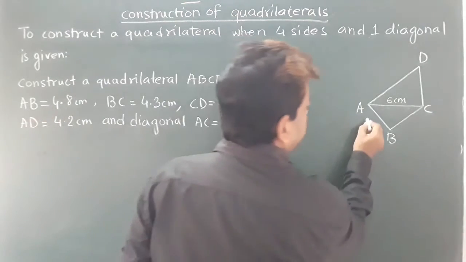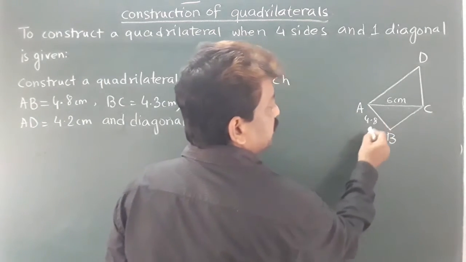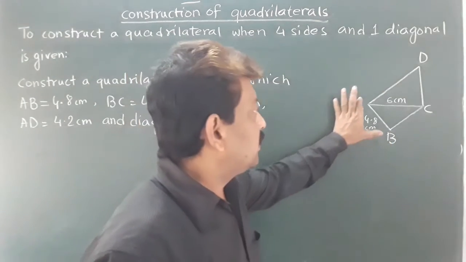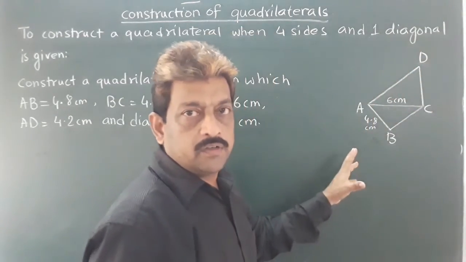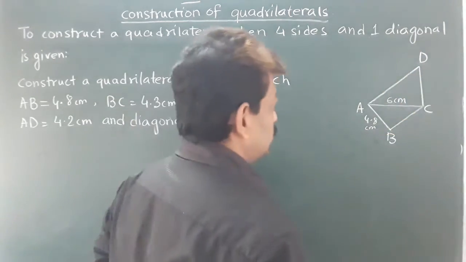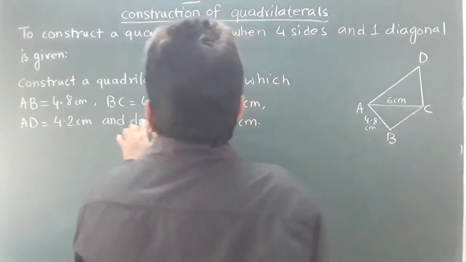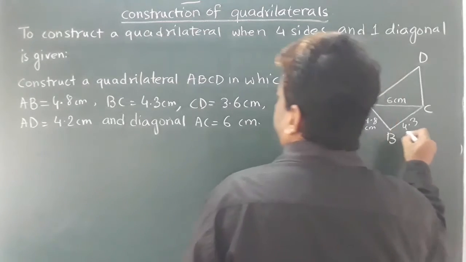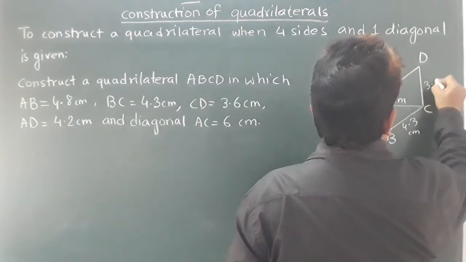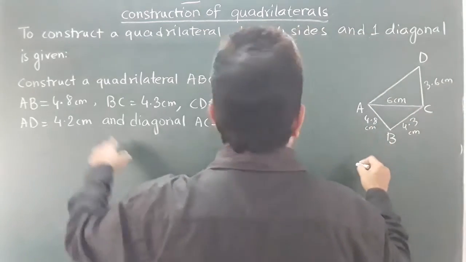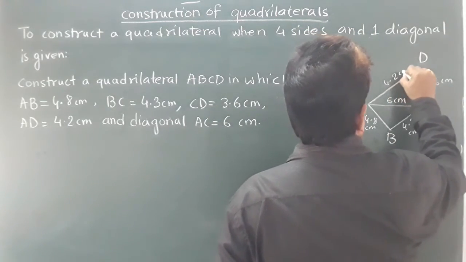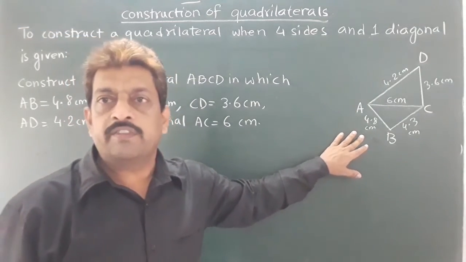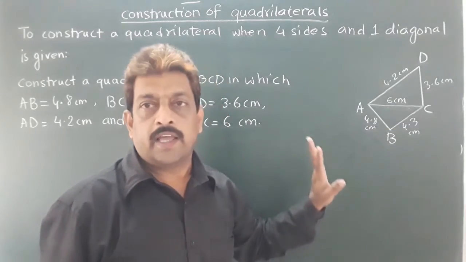Then AB is 4.8. All these measurements are in centimeter. You must write down centimeter, though we know that it is not accurately measured. It is only a rough diagram, so you can draw any rough diagram. BC equals 4.3 centimeter. CD equals 3.6 centimeter. And AD equals 4.2 centimeter. So this is a rough diagram with the measurements given in the question, written on the diagram.